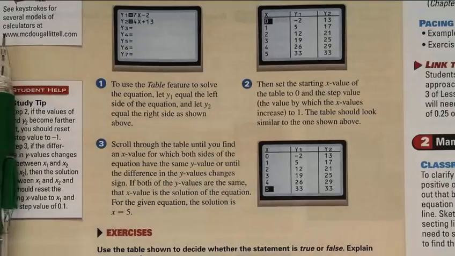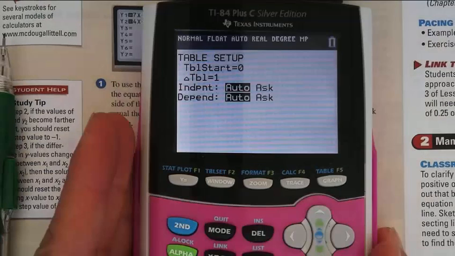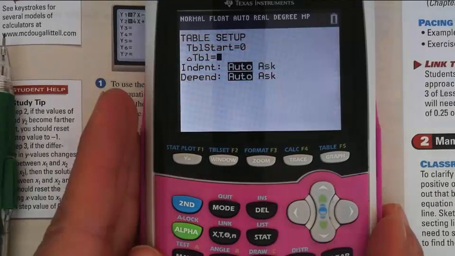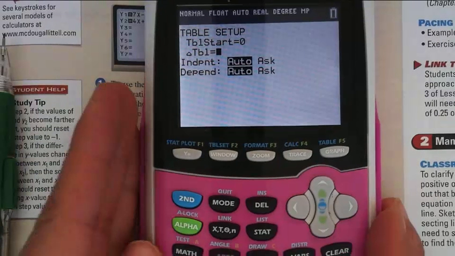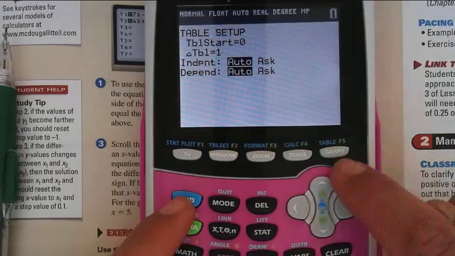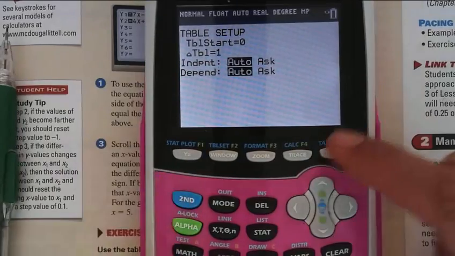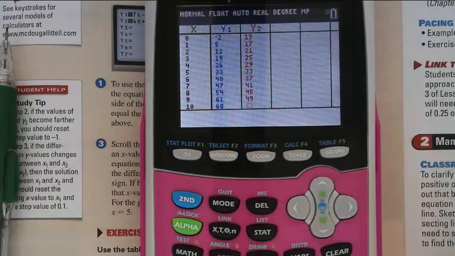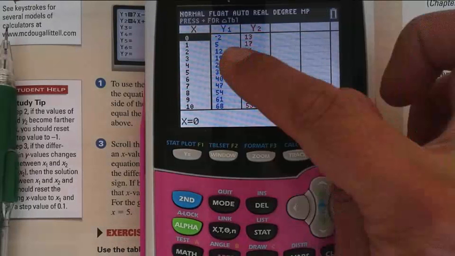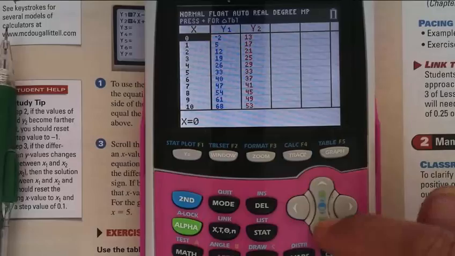All right, so that's what I'm going to do. The way that you get to your table is you hit second graph. See how there's a table above graph? So I go second table. All right, so I'm looking for where both y1 and y2 are exactly the same. So I'm going to keep scrolling. Oh, I found it. It's where x equals 5.